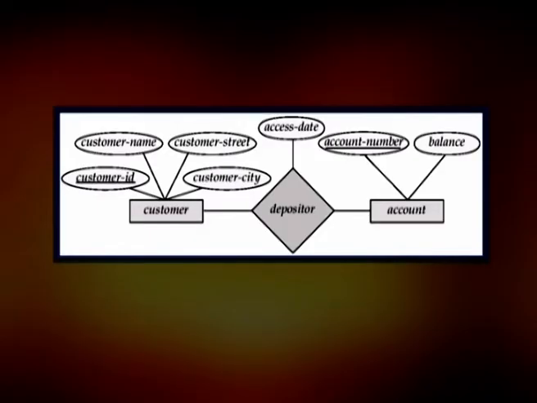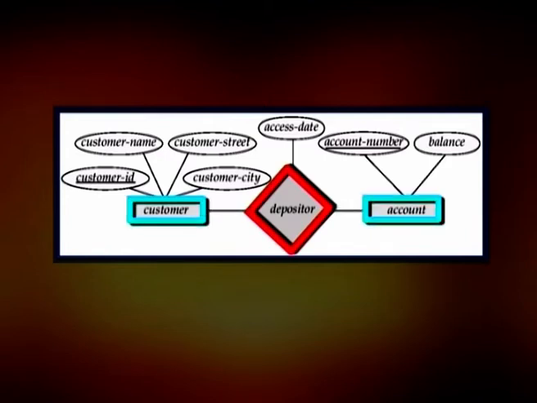Similar to the attributes of an entity, there exist attributes for relationships as well. So, let us look at a relationship set with attributes. Look at the figure. Here depositor is the relationship between the entities customer and account, and when the customer has accessed the account is recorded in the attribute access date, which is the attribute of the relationship.